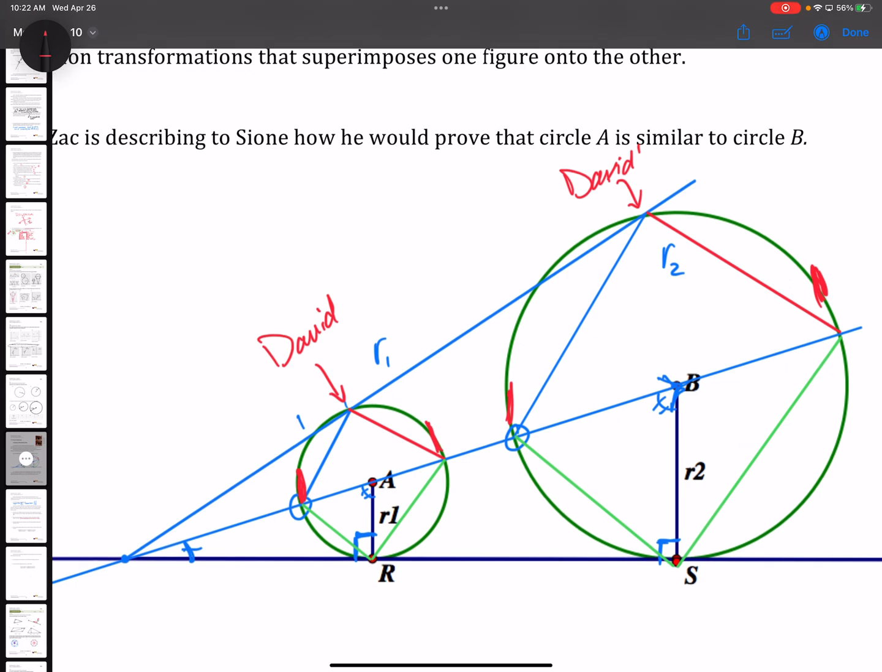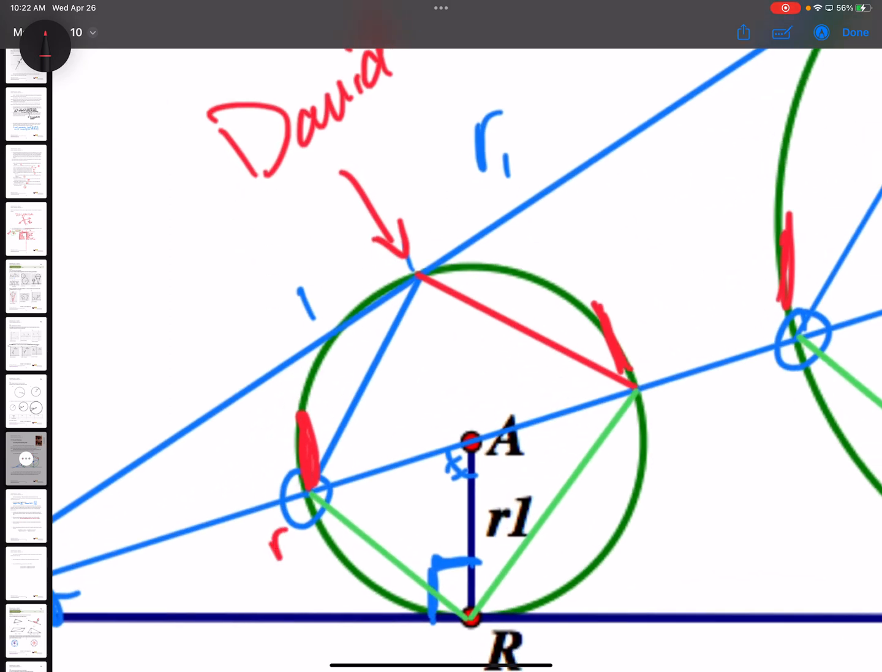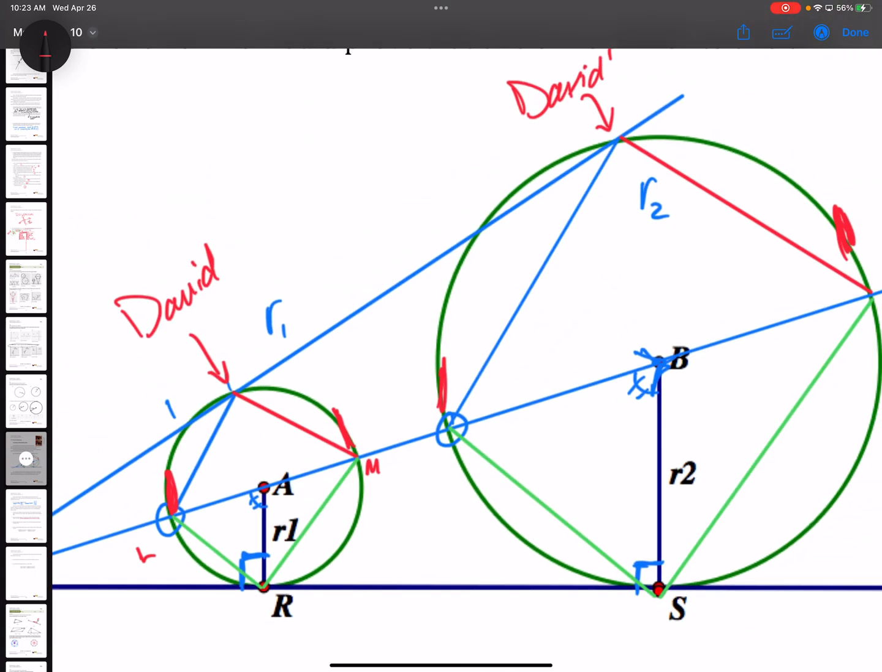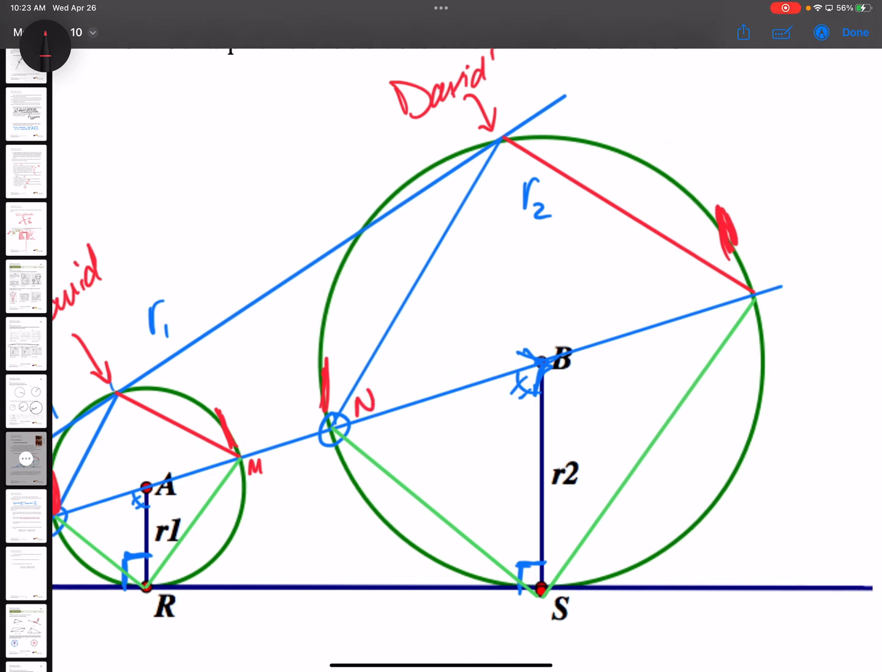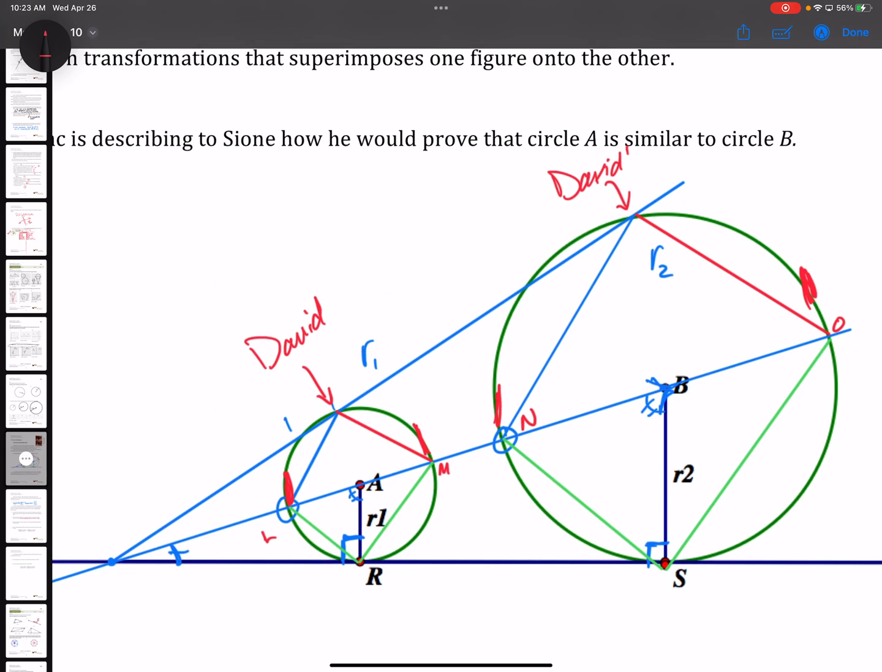Now let's also name this point right here. David Senior. We're going to name it David Senior. L. And this one, M. This one, N. And this one, O. LMNOP, QRSTUV.